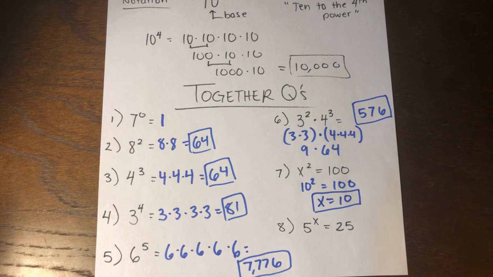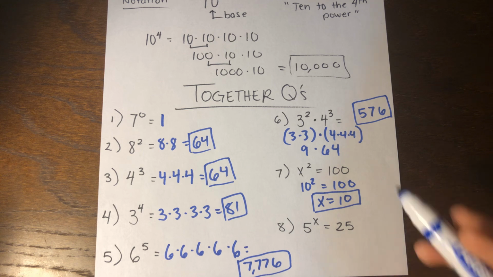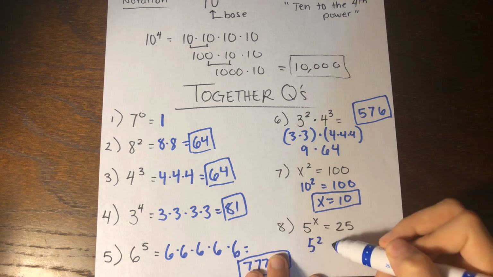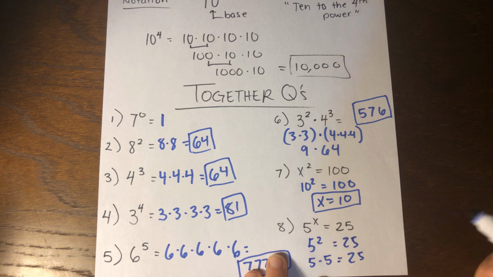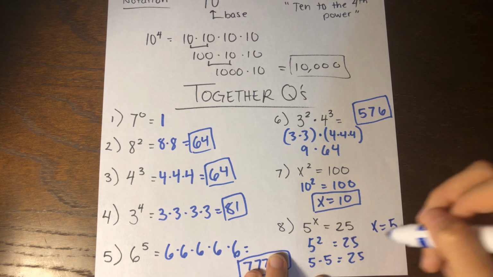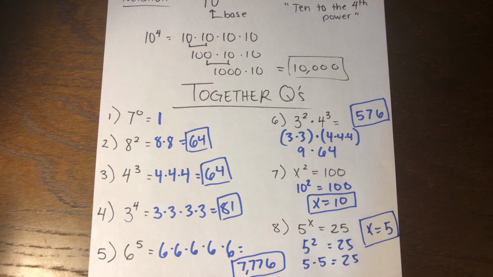Okay? Last one, we have 5 to the x power is equal to 25. So how many times am I going to have to multiply 5 to get 25? 5 times 1 is just 5. 5 times 2, well, that would be 10. 5 to the second power, what would that be? 5 to the second power is 5 times 5, which is equal to 25, right? So in this case, x is 5. We are solving for our exponent, okay?